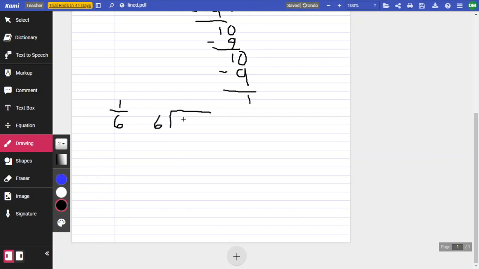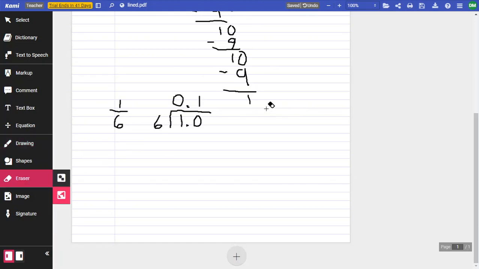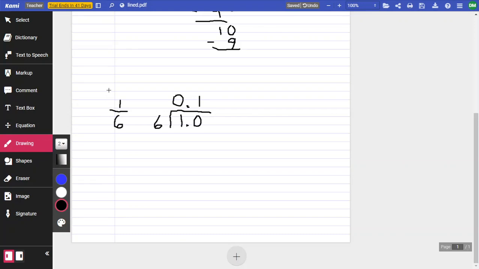6 goes into 1. And like usual, we know that that's not going to work, so we're going to add some zeros. Okay, 6 goes into 1 0 times. We bring the decimal up. 6 goes into 10 1 time. I'm going to run out of room here, so let me erase some of this stuff from before. Okay, 6 goes into 10 1 time.